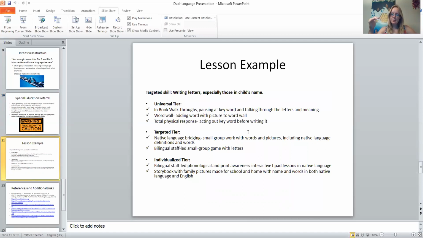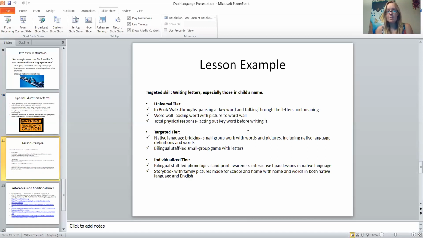The next tier, targeted tier 2, would be the native language bridging in a small group with the child that works with the word in the pictures, including the native language definitions, the native language words that would accompany that vocabulary. Also, the targeted tier would include the bilingual staff-led small group game with the letters of that word or different words, but having that bilingual access in their native language.